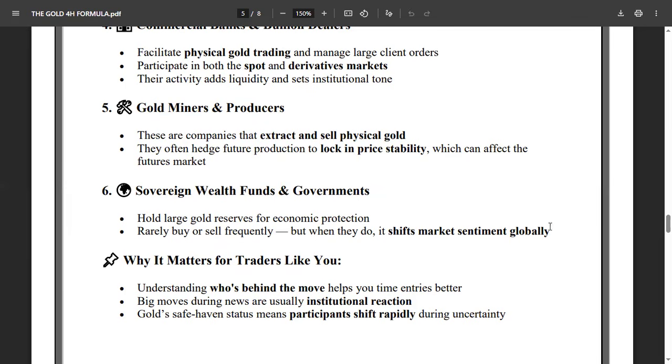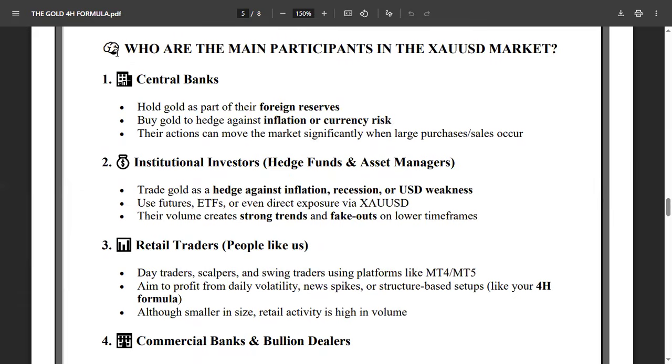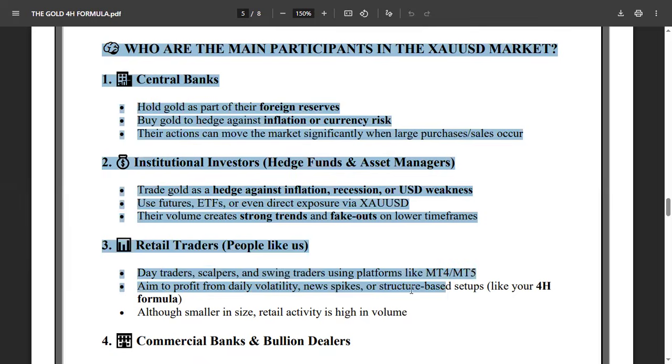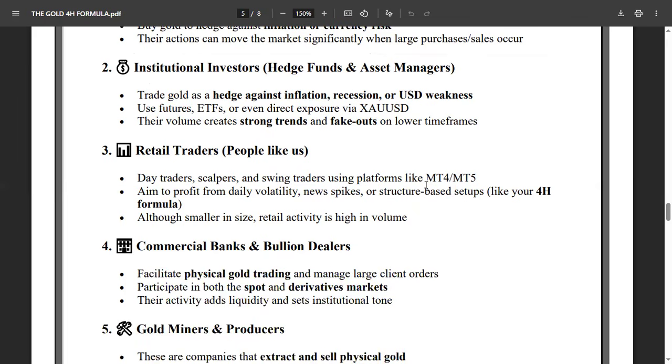These are the main participants in the XAUUSD market. Okay, so you need to understand them, and we are going to dive deep when we reach the factors affecting gold. We are going to dive deep on this so that you can be able to analyze them and use that information in trading. Okay, you need to trade with full information.